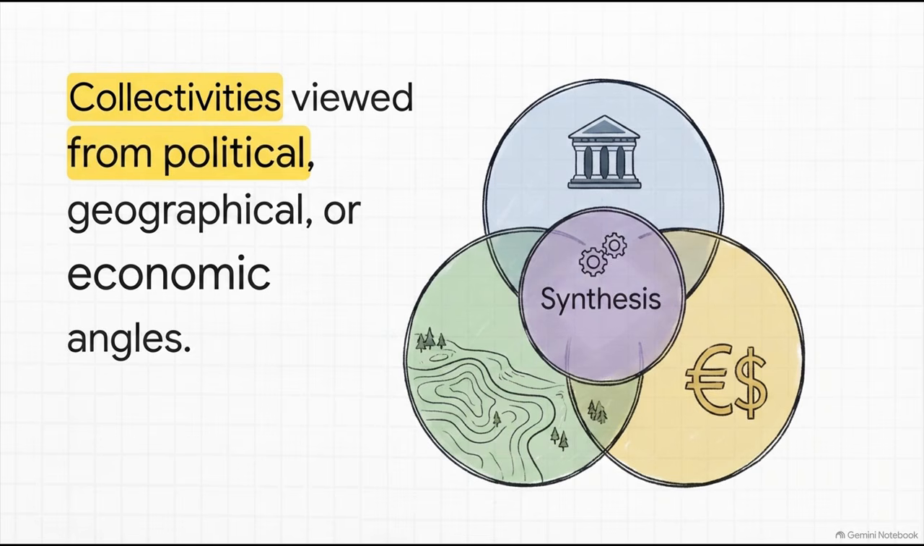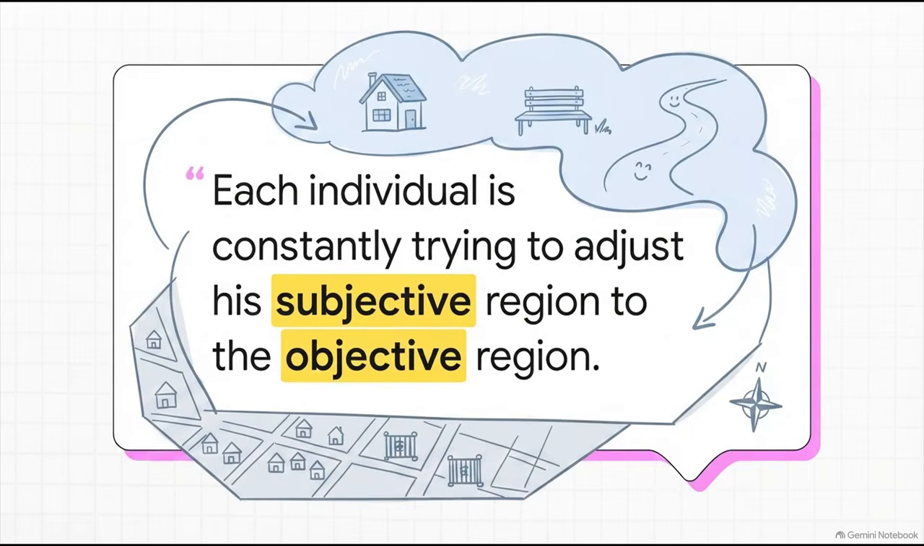Think of rigid political borders drawn up by governments, established economic trade zones, or undeniable geographical barriers like the Rocky Mountains. These are the concrete regions codified in atlases. But Fisher and West noted something really fascinating about how we humans actually interact with these official lines. They wrote that each individual is constantly trying to adjust his subjective region to the objective region.